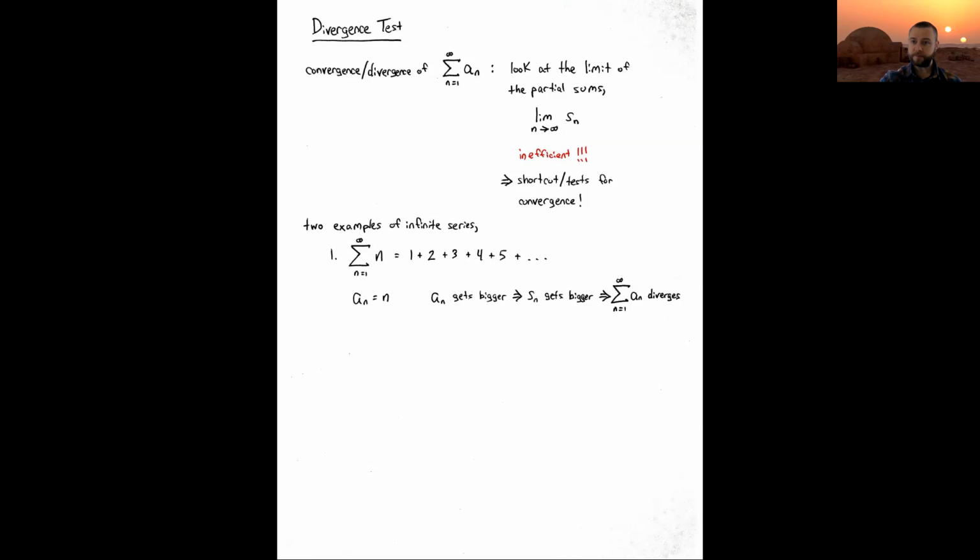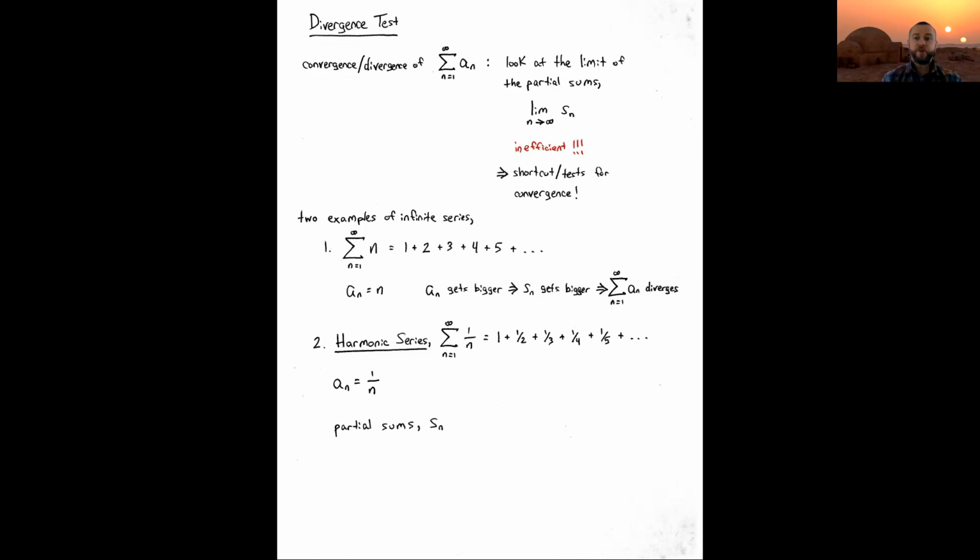All right, that one seems pretty straightforward. It's what you would expect. 1 plus 2 plus 3 plus 4 plus 5 forever should get bigger. All right, let's introduce a very important infinite series, one called the harmonic series. The general term is given by A sub n equals 1 over n.